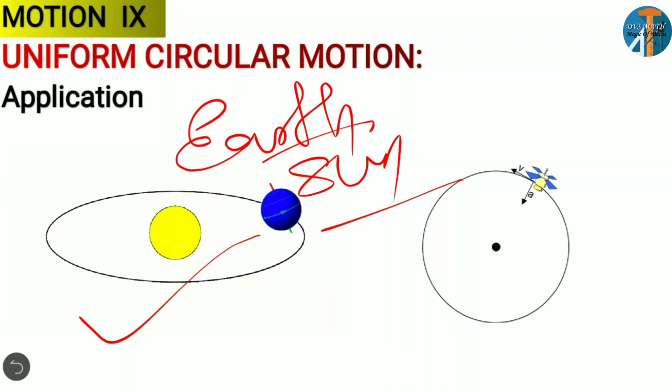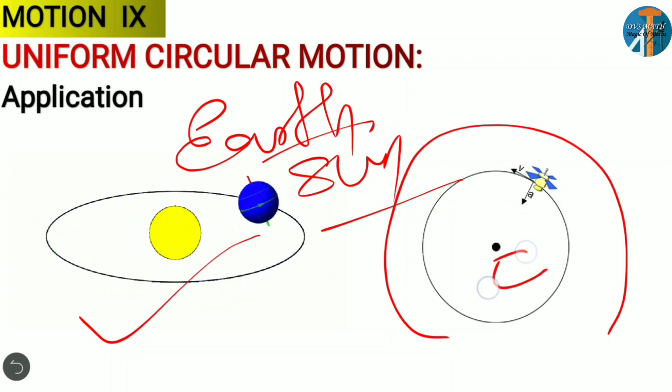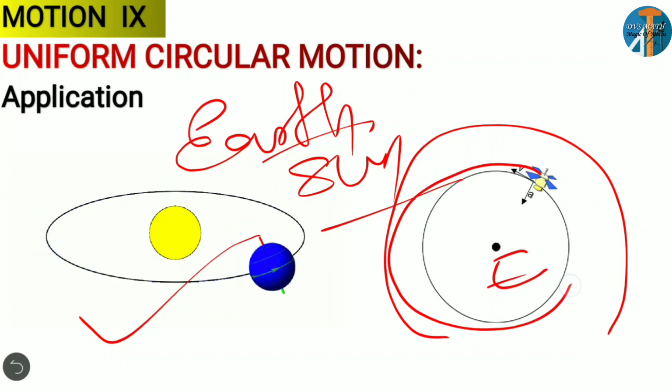Or if you consider another example, that is satellites. Satellites move around the earth, while the earth is moving around the sun. So these are the basic important applications of uniform circular motion.